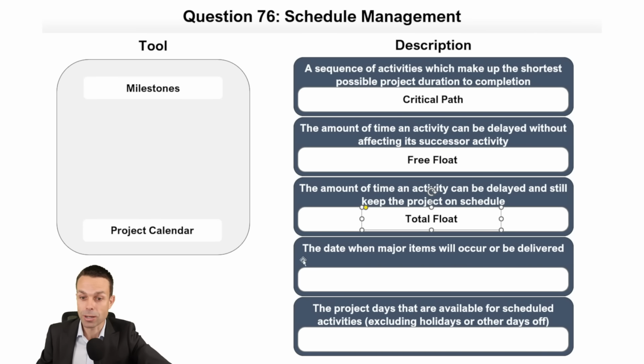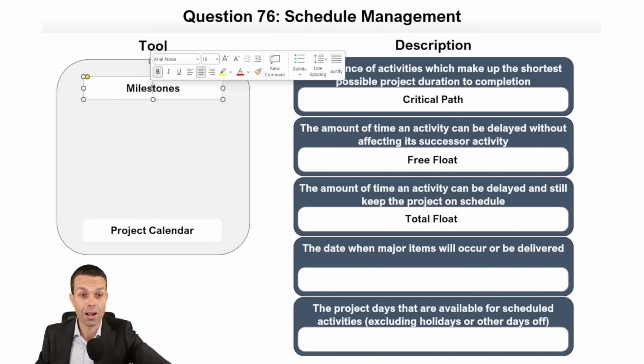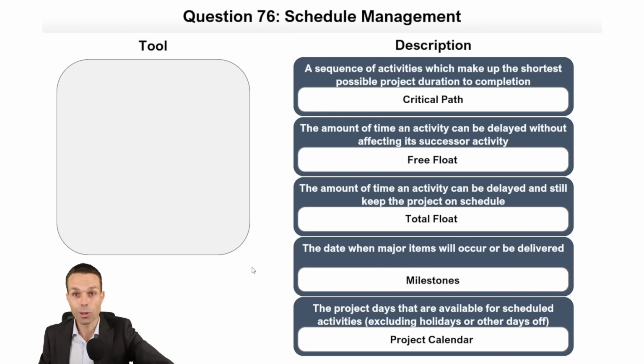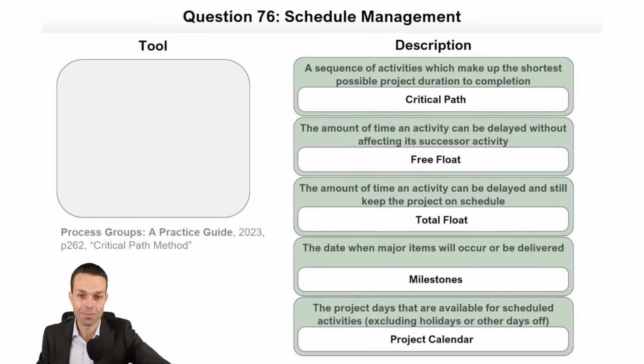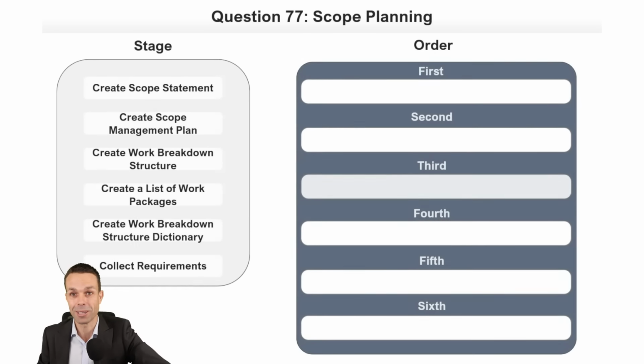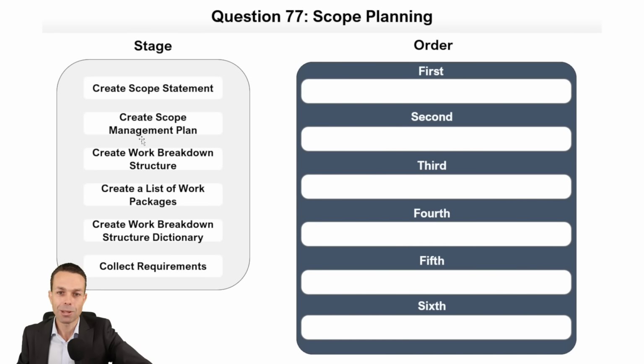And the date when major items will occur are milestones when things are going to be delivered, and the project days that are available for scheduled activities. So do we have any days off or holidays? Do we not work weekends, or do we only work 2 days a week? What are those things? Let's put those on our project calendar. And that's from a process groups practice guide, page 262, under the critical path method, which is really, really handy to know. Now, how do we plan scope? Let's have a look here.